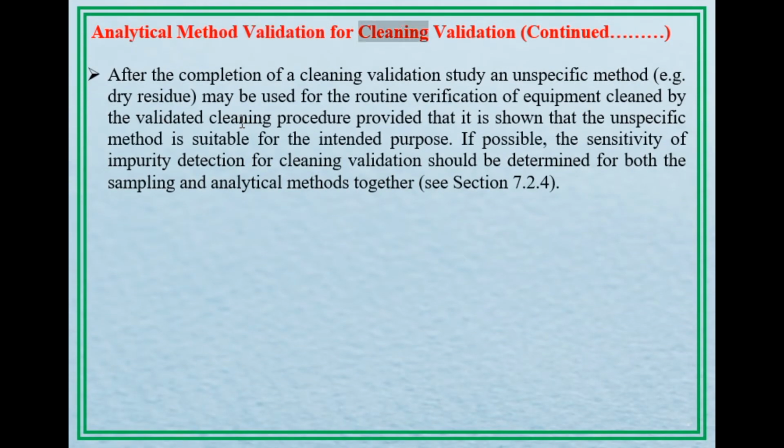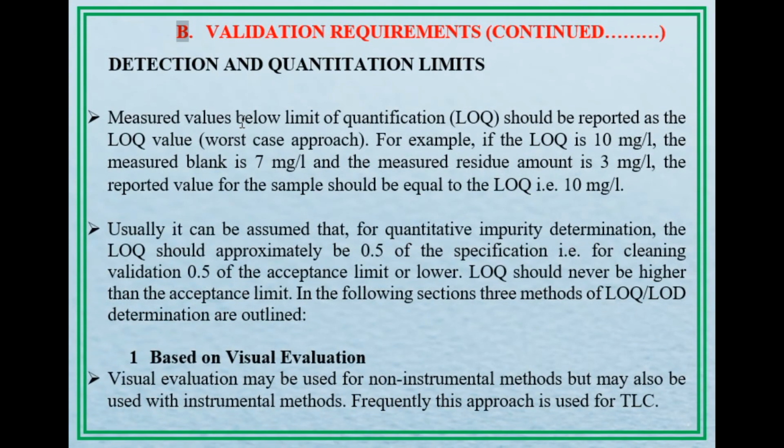Analytical method validation for cleaning validation, continued. After the completion of a cleaning validation study, an unspecific method, for example dry residue, may be used for the routine verification of equipment cleaned by the validated cleaning procedure, provided that it is shown that the unspecific method is suitable for the intended purpose. If possible, the sensitivity of impurity detection for cleaning validation should be determined for both the sampling and analytical methods together. See Section 7.2.4.B.